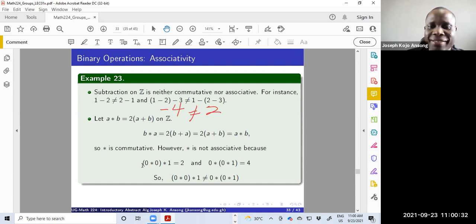We can prove that it is not associative. So I pick 2 elements, 0 and 1. I do 0 star 0 and star 1. Following this operation, 0 star 0, I add the 2 and multiply by 2. So 0 plus 0 is 0, multiply by 2, you get 0.